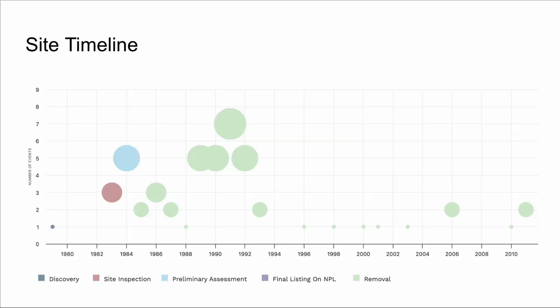And then here's just a bit of a site timeline for more context. As you can see, site inspection occurred in 1983, and then a preliminary assessment occurred in 1984. They saw how contaminated the area was, and then from there, they've just been applying a bunch of efforts to remove as much solution as possible.